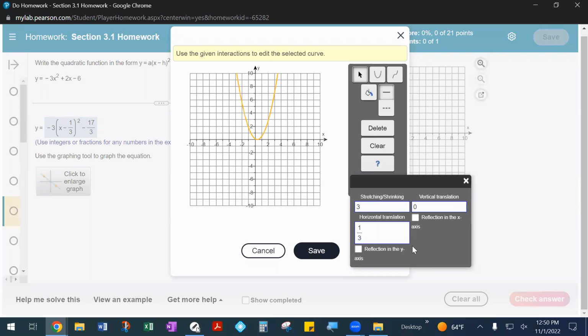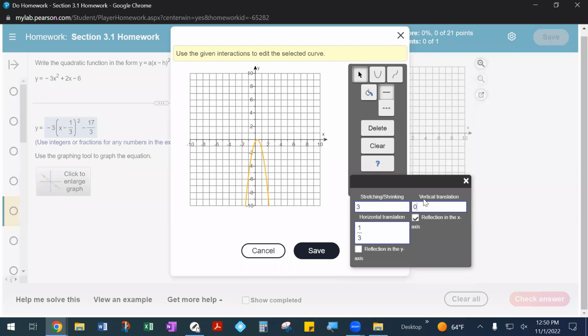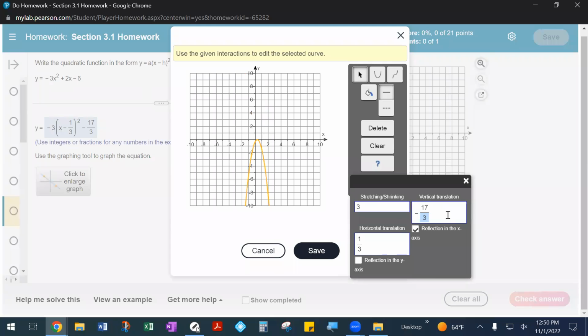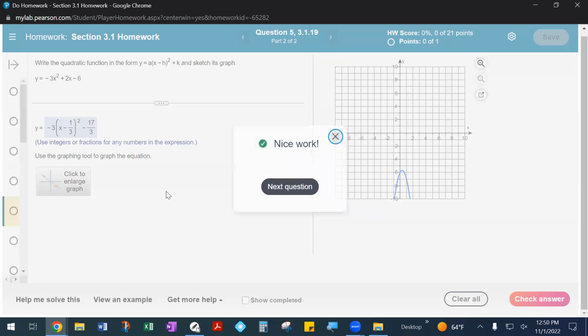Then we're doing the stretching, shrinking. Does the reflection happen in the x-axis or the y-axis? X-axis. And then our vertical. Oh, I forgot my 3. So it should be moving downwards. Save. Check.